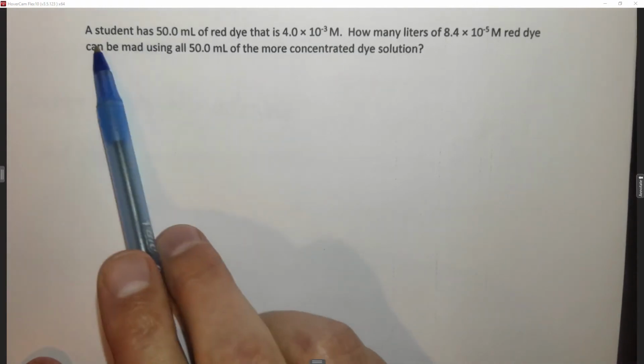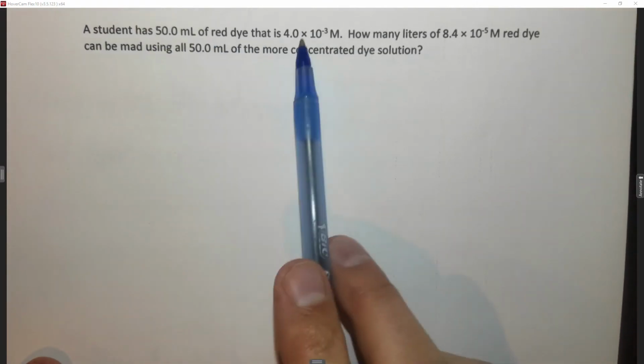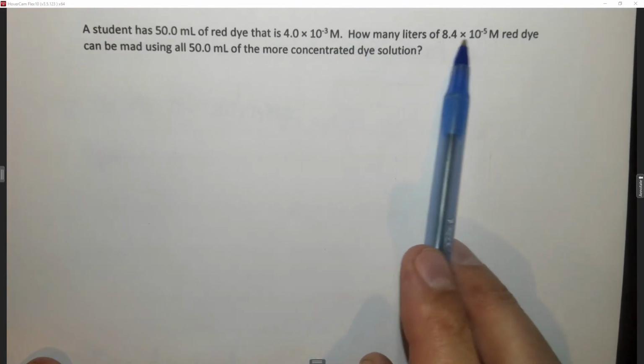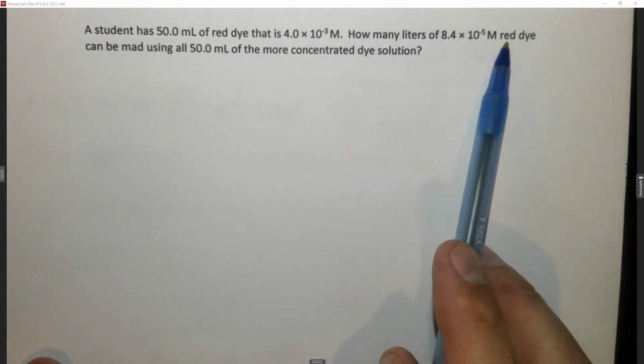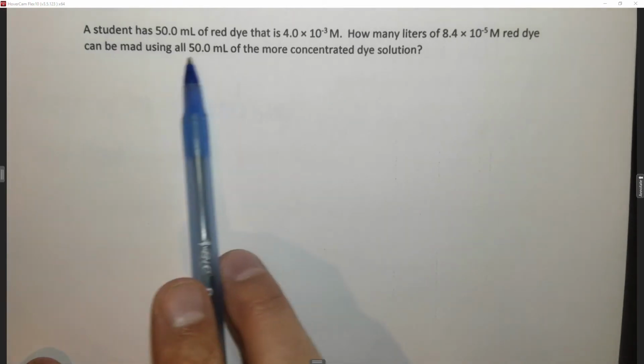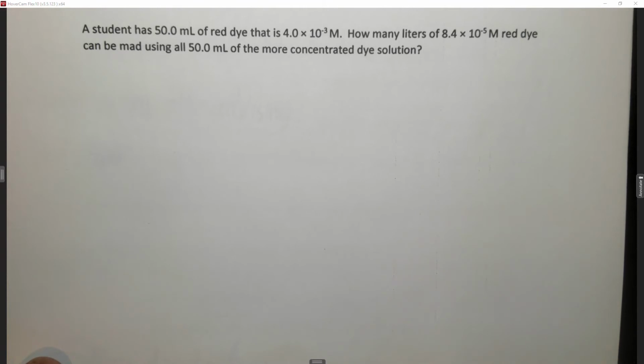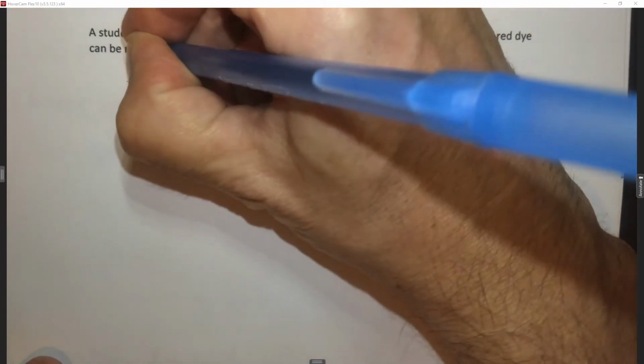The question says, a student has 50 milliliters of red dye that is 4 times 10 to the minus 3 molar. How many liters of 8.4 times 10 to the minus 5 molar red dye can be made using all 50 milliliters of the concentrated dye solution? That should say made, not mad.